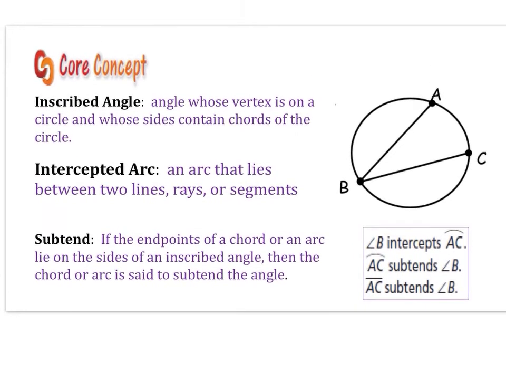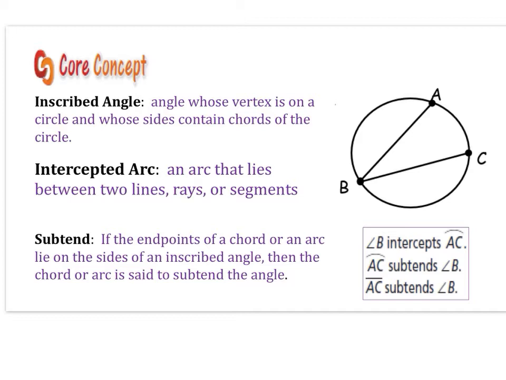All right, so let's get familiar with some vocabulary. At the beginning, we have inscribed angle. It's an angle whose vertex is on a circle and whose sides contain chords of the circle. So here we have an example. The vertex of angle ABC, as you can see, is on the circle. So angle ABC is considered an inscribed angle.